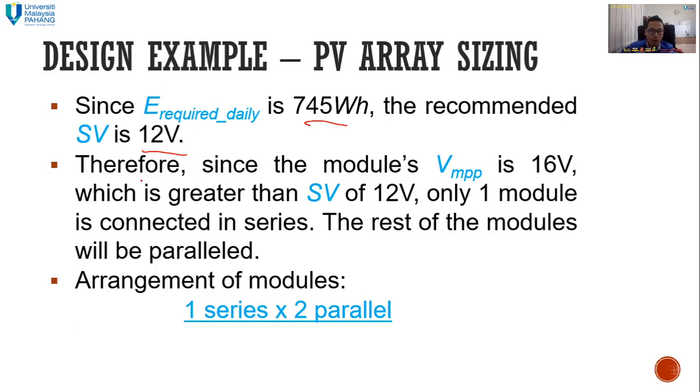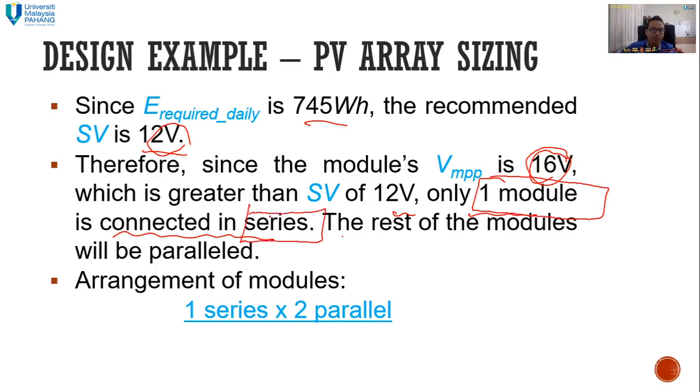Therefore, since the module VMPP is 16 volt, the module that we used just now is 16 volt, which is greater than the system voltage of 12 volt. Only one module is connected in series. You understand? Because I repeat, our system voltage only needs 12 volt, and the rated VMPP of the module we use is 16 volt, which means that 16 volt can be regulated to 12 volt easily. So that's why it's enough for us to have only one module connected in series.